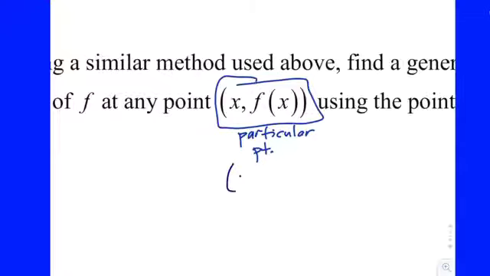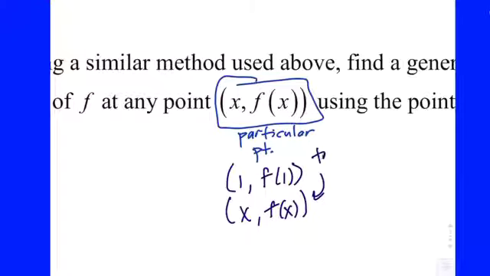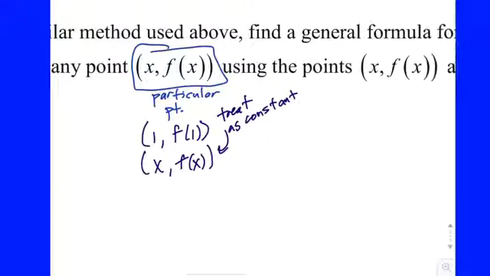Instead of using the point (1, f of 1), I'm just going to replace 1 with x, f of x. And I'm going to treat this as if it were a constant, as if it were a 1 and an f of 1. All throughout the problem, I'm going to treat it as a constant. And then I'm going to use the other point, (x plus h, f of x plus h). So just like I did on the previous problem with (1, f of 1) and then (1 plus h, f of 1 plus h), I'm going to use those 2 points right there.